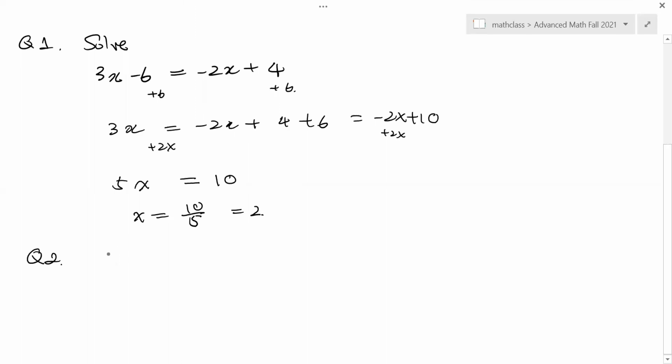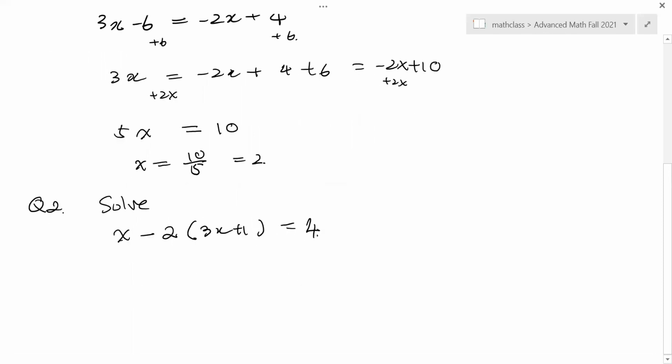So now we have to deal with some problems that involve parentheses. Some equations like that. So the very first step, you have to remove the parentheses, right?